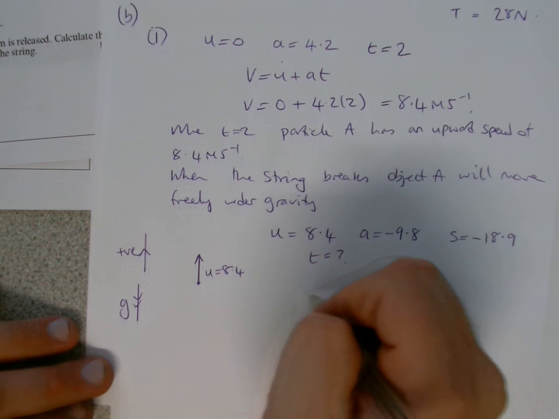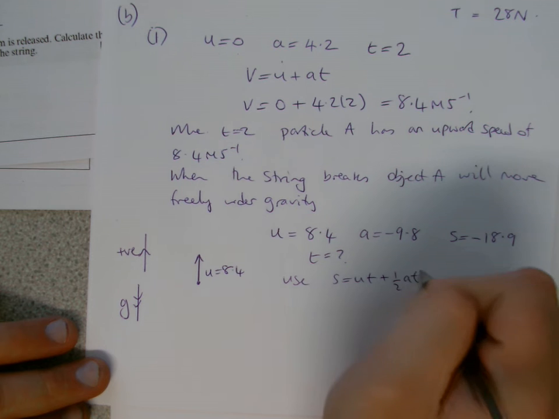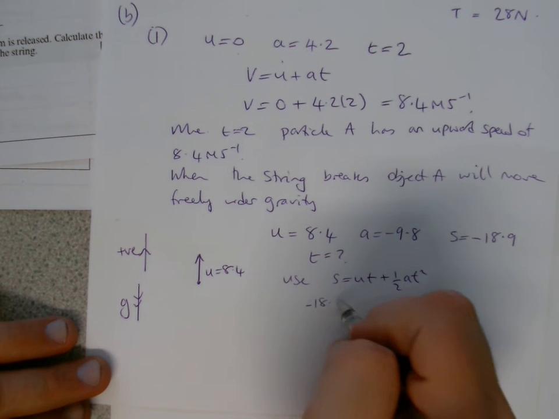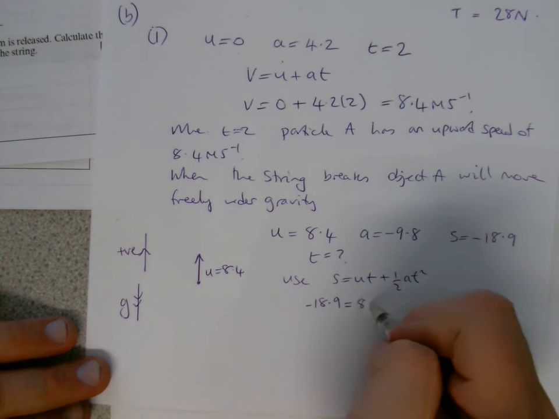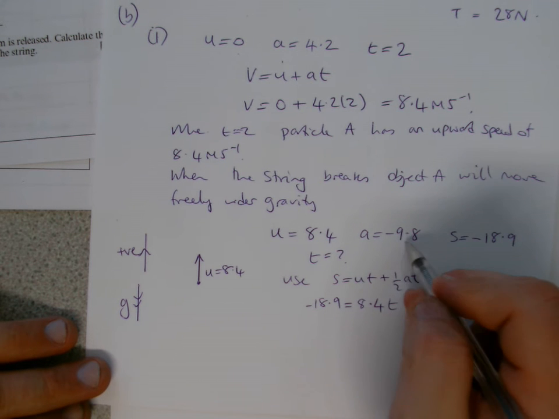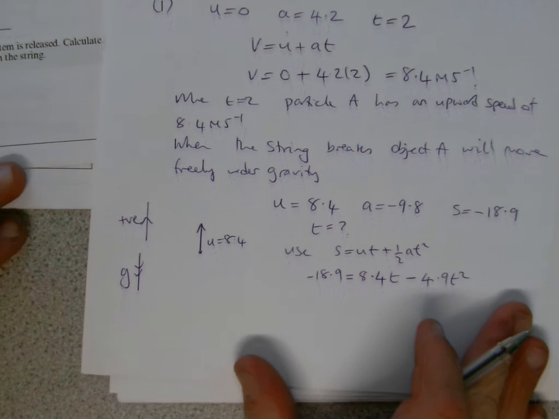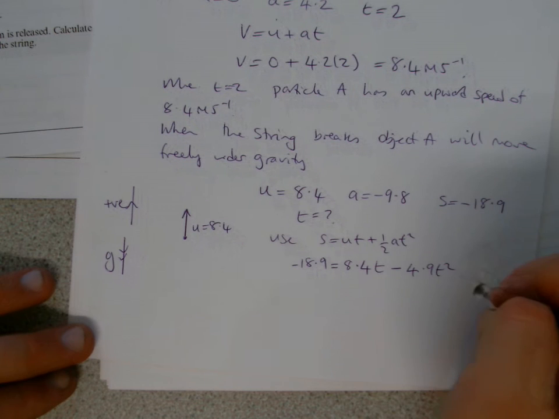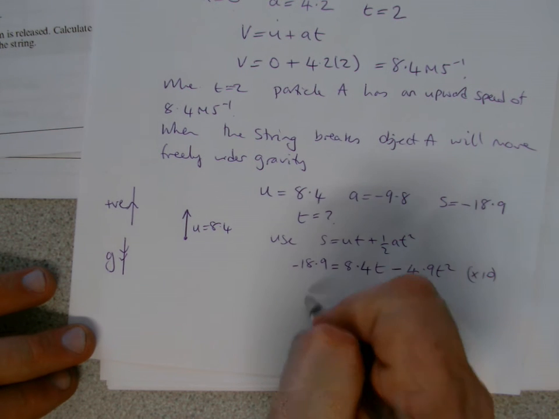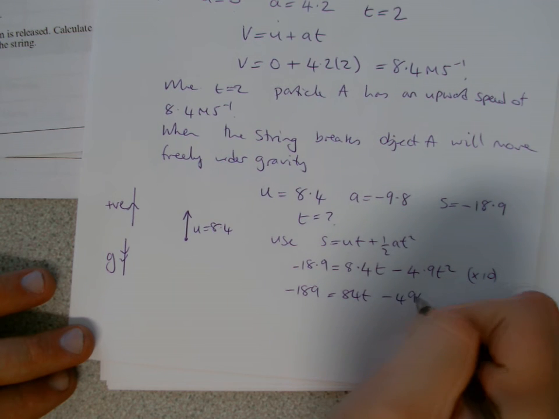And to work that out, we'll use s equals ut plus half at squared. So s will be minus 18.9, u will be 8.4, t, and then you've got half then 9.8, so that's 4.9. It's minus, isn't it, because it's minus 9.8, so minus 4.9 t squared. So you've got that there, and you can see we're going to have a quadratic equation. What I maybe do here is, if I times it by 10, let's see what happens. I'll get minus 189 equals 84t minus 49 t squared.